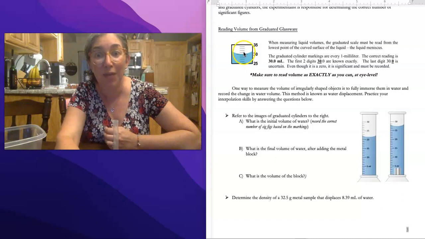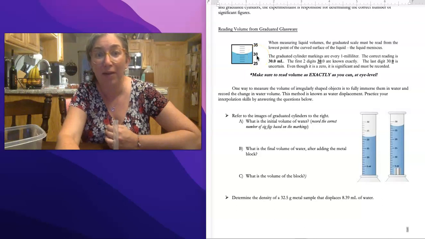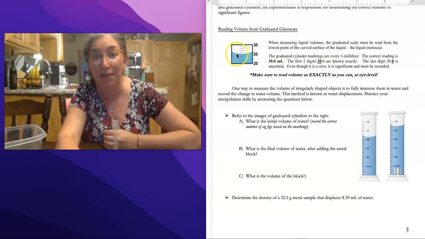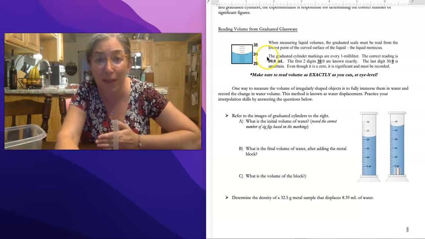So between 30 and 30.1 is where we're going to interpolate. So we can interpolate one place past the ones digit. So we know pretty certainly, we can see with pretty good accuracy what the ones value is, and we are going to estimate one place past that. So you might say that this is 30.0 milliliters or 30.1 milliliters or 30.2 milliliters.